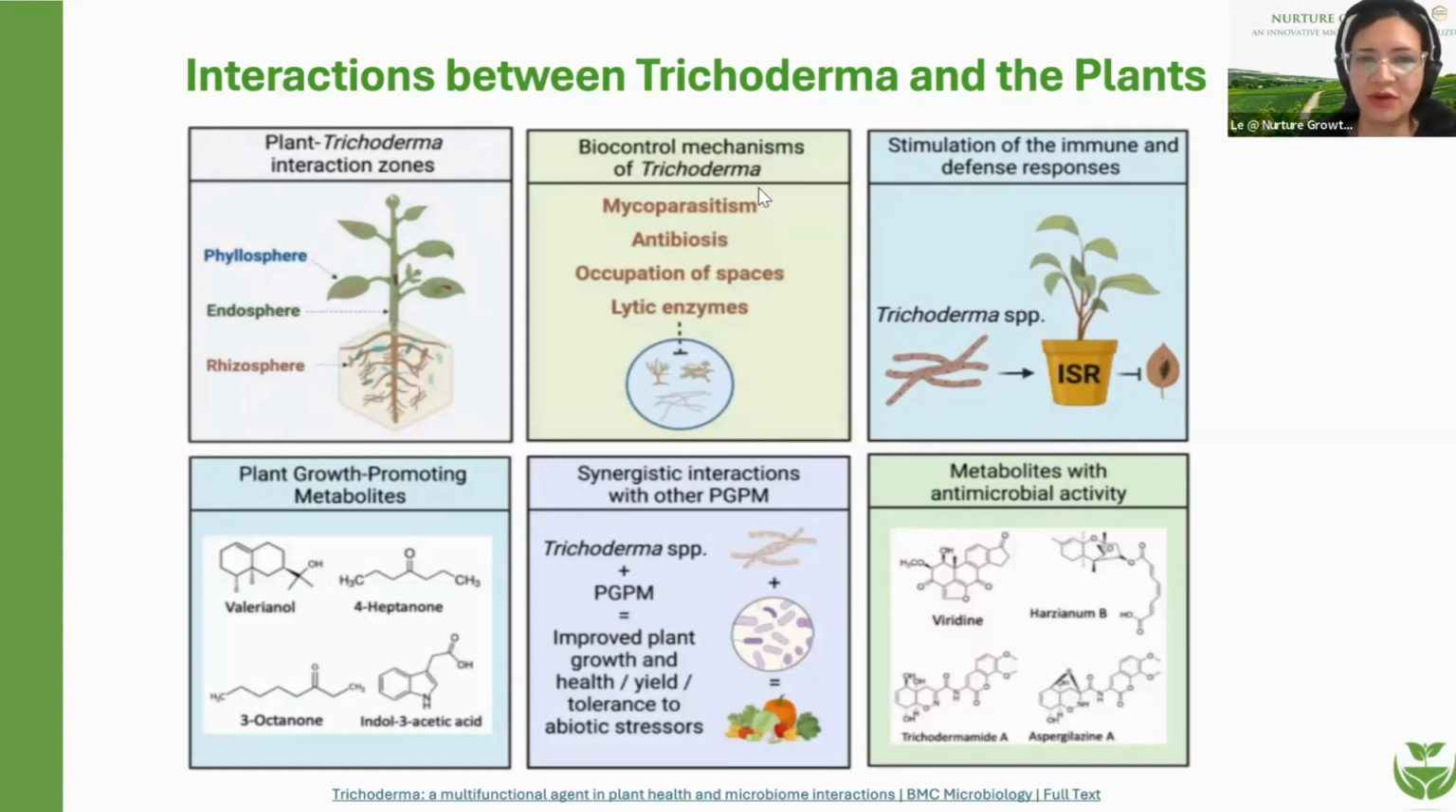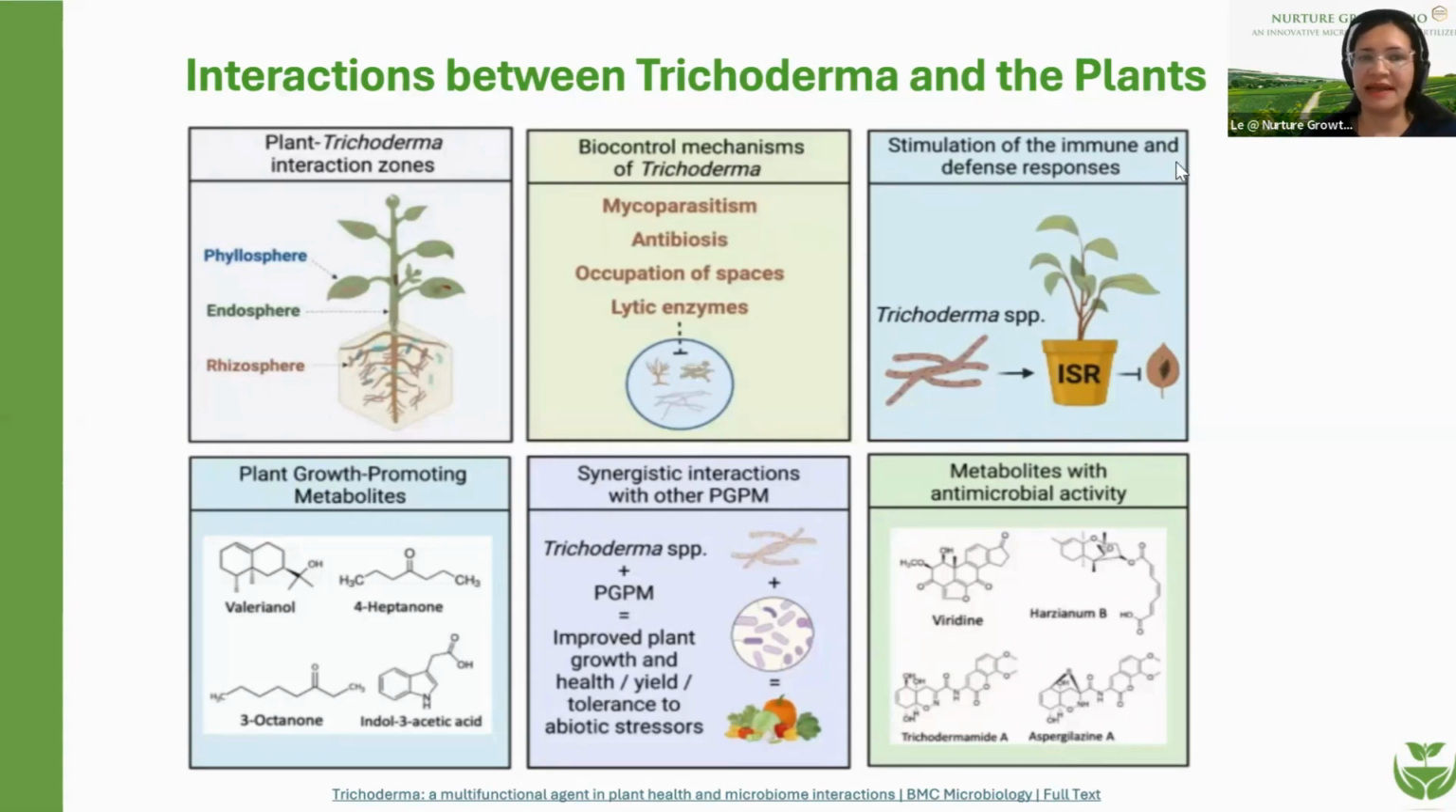The second is the biocontrol mechanism of Trichoderma. Trichoderma acts as a mycoparasite and parasitizes the pathogen. It can release antibiotics and suppress the growth of the pathogen. There is competition between the pathogen and Trichoderma, and because of the fast-growing nature of Trichoderma, it can suppress the growth of the pathogen. Again, it can secrete lytic enzymes which degrade the cell wall of pathogens and suppress their growth.